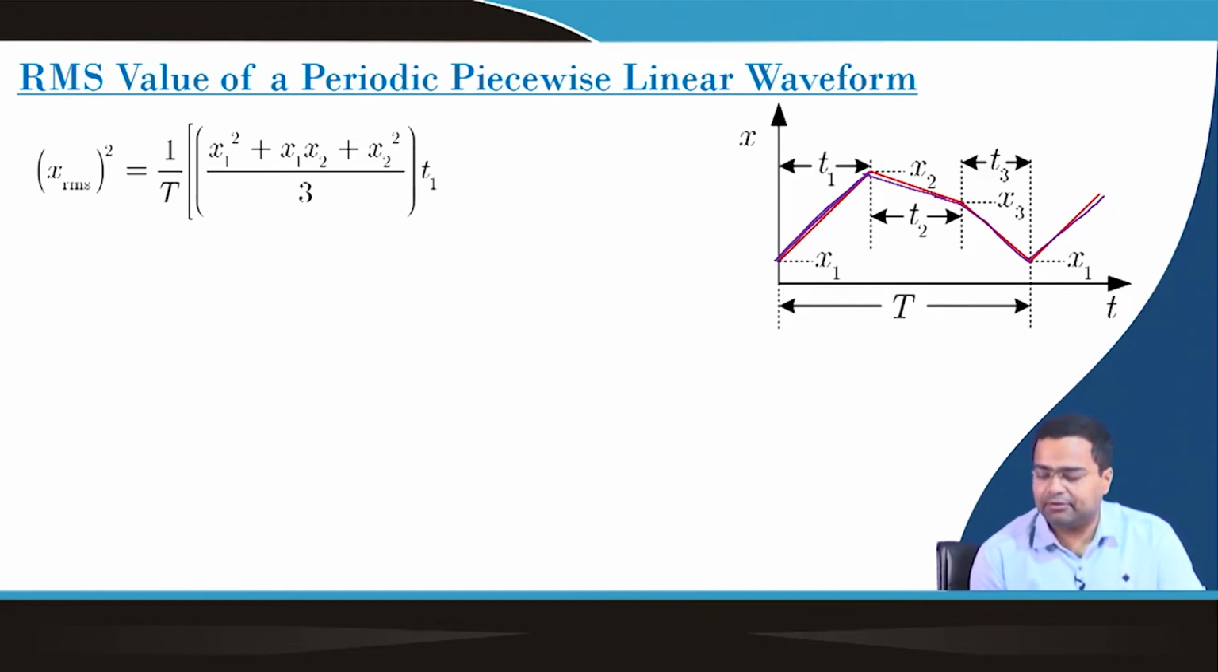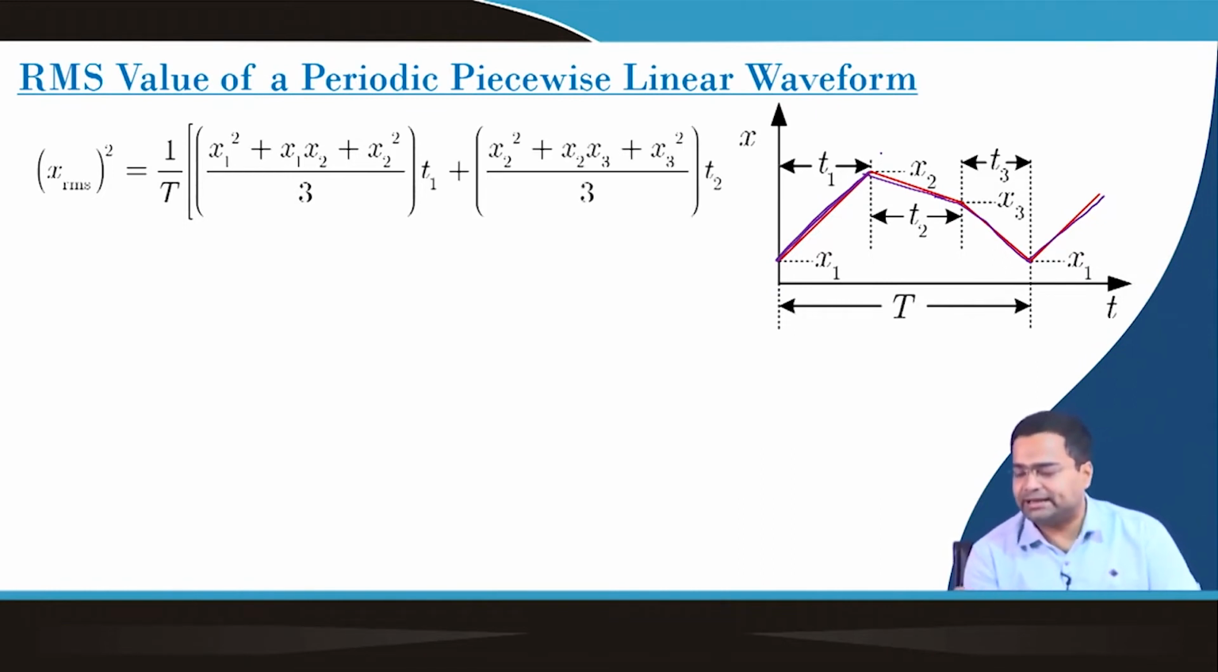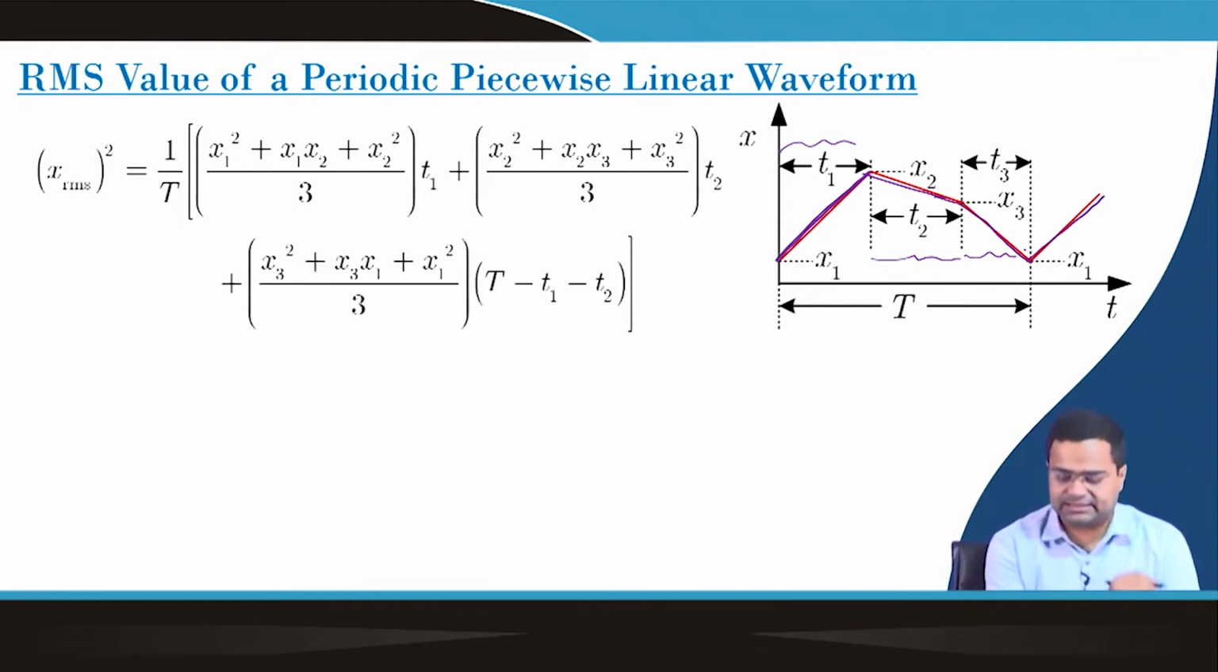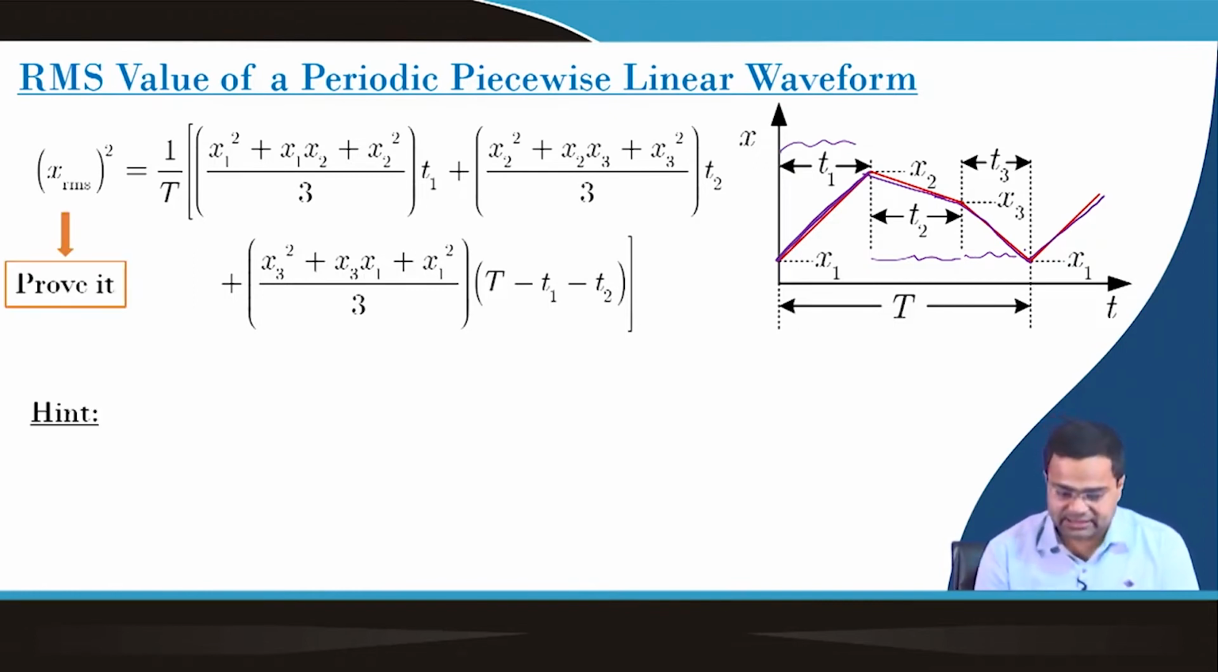X1 is the value of this waveform at t equal to 0, and it is x2 when t equal to t1, after the interval of t1. Then after the second interval, it is x2 here, t2, that means this is my duration t2, this is my duration t1, and this is my duration t3, which is nothing but capital T minus t1 minus t2. So, it can be represented by this. How can you prove that? I am just giving a hint, although I am going to prove it in the next slide.